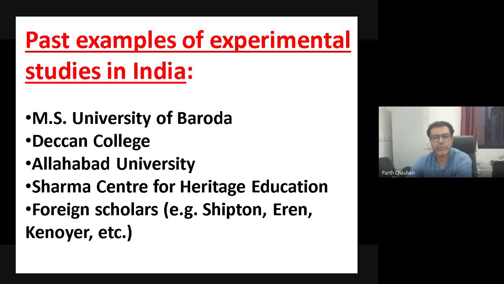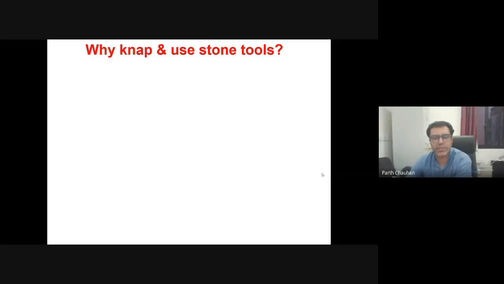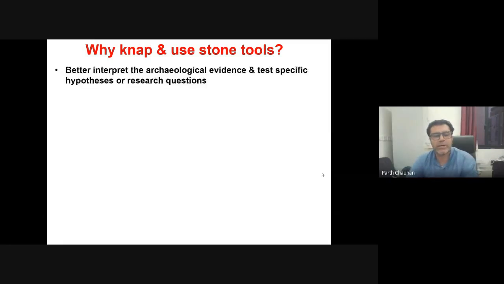So why knap, and why use stone tools? As archaeologists and anthropologists, what can we gain from this exercise? The first thing is we can better interpret archaeological evidence and test specific hypotheses or research questions. There's a lot of evidence we're finding from excavations, but we can't always answer questions just by counting and measuring and describing. If we knap stone tools and use stone tools, we can get more insight into the archaeological evidence.